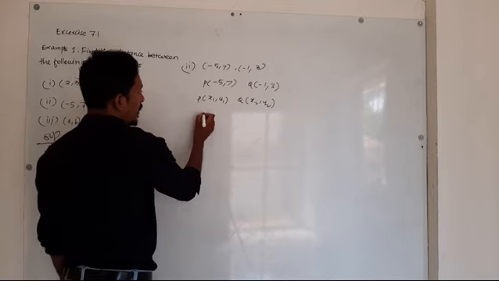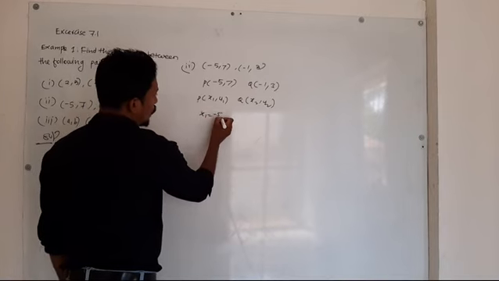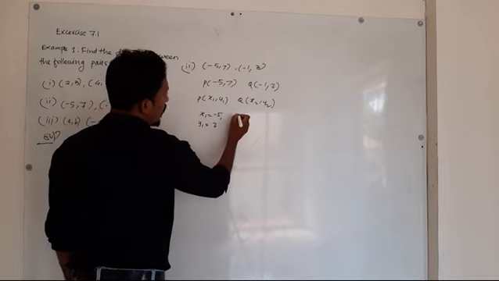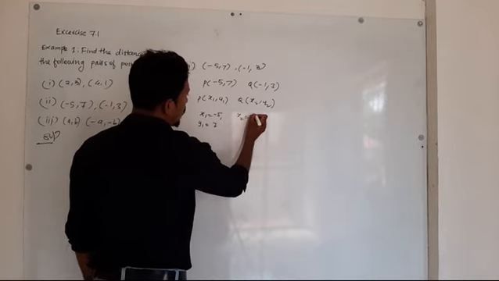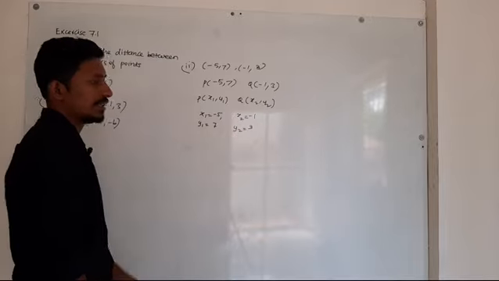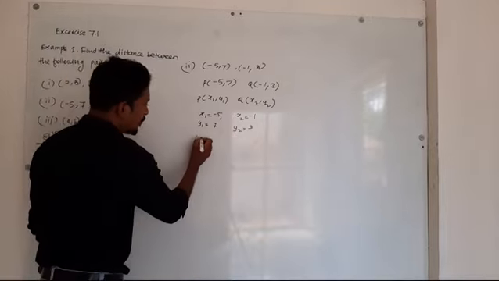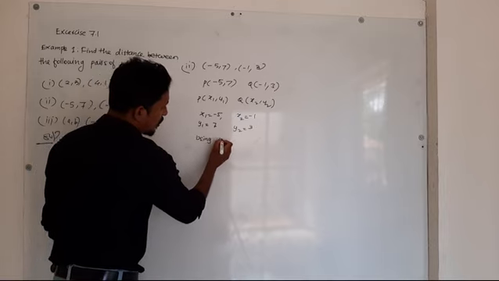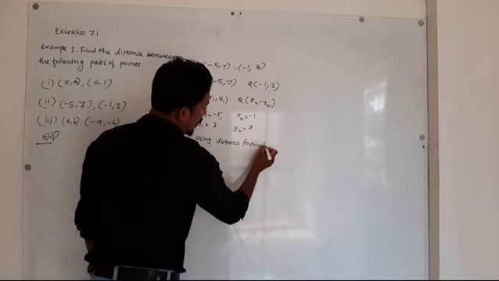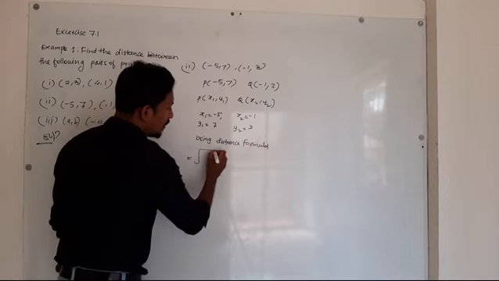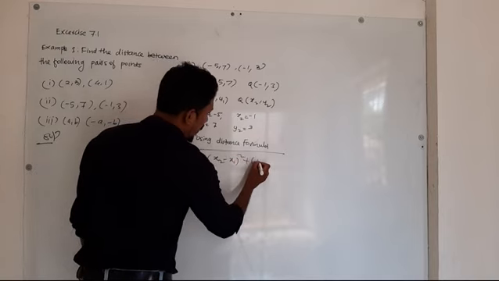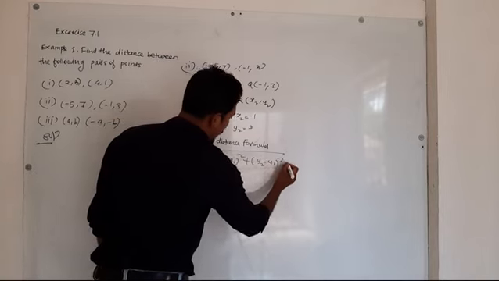So x1 is equal to minus 5, y1 is equal to 7, x2 is equal to minus 1, and y2 is equal to 3. Using the distance formula, which is the distance formula? That is the square root of (x2 minus x1) squared plus (y2 minus y1) squared.